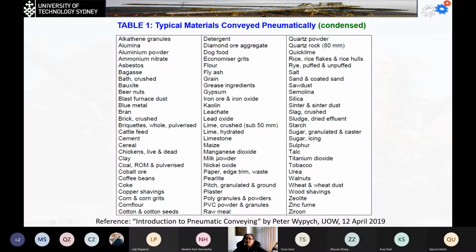The maize, the manganese dioxide, the milk powder, we have the cobalt ore, the coffee beans, the coke, we have the corn and corn grits, the raw meals, and so on. So it's a long list actually of the materials that can be conveyed, and you can see that most of these materials are going to be conveyed in a processing facility. It's not just to convey it in a long system.